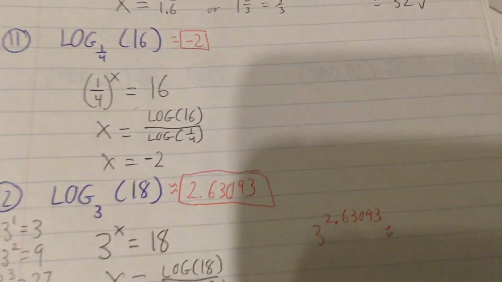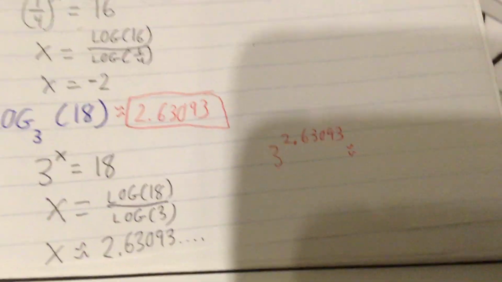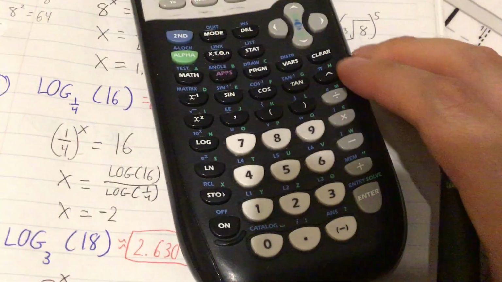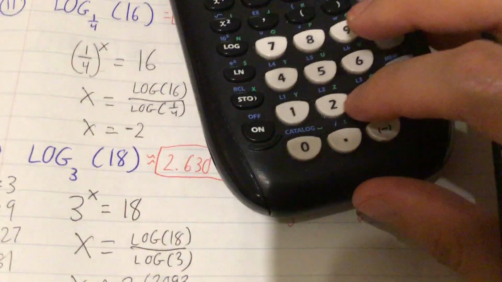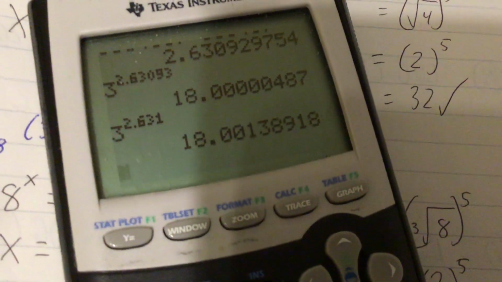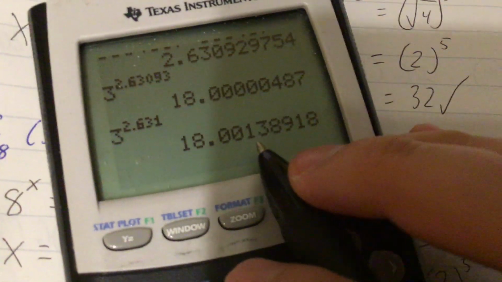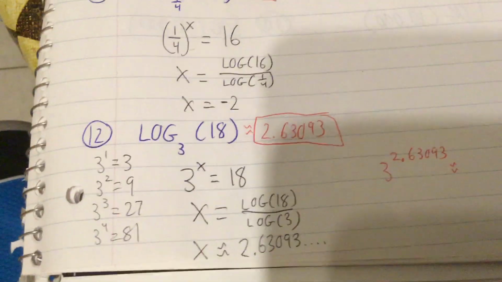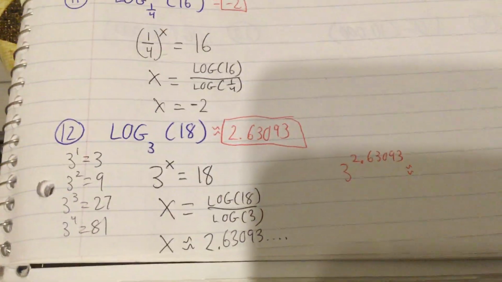I like 5. 5 is a good number because 3 is too little. Let me just try 3 to the 2.63631. Yeah, even like 1,000th, as you can see with the real life application, that's a big difference. So I'd say 5. 5 is a good set of decimal places to round to.